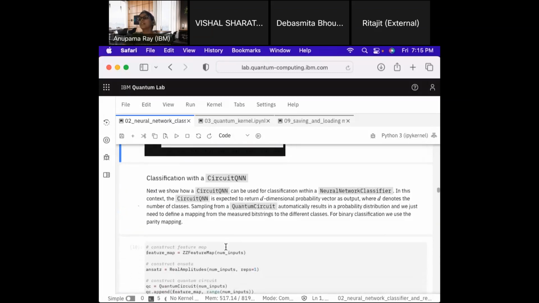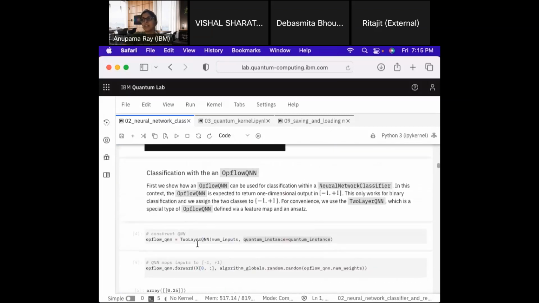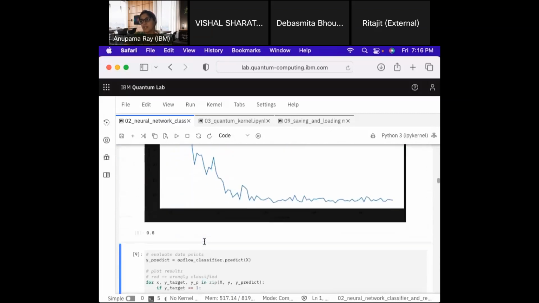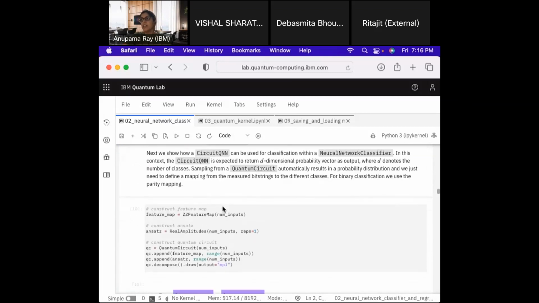Now there is a classification where you can do both of these classes. Here we created this with a 2-layer QNN, which combines both the feature map and the ansatz. You can do the same thing using something called an opflow NN, and here you're calling an opflow classifier with a circuit QNN. How can we do the same? The steps remain the same as what I showed you in the slide.